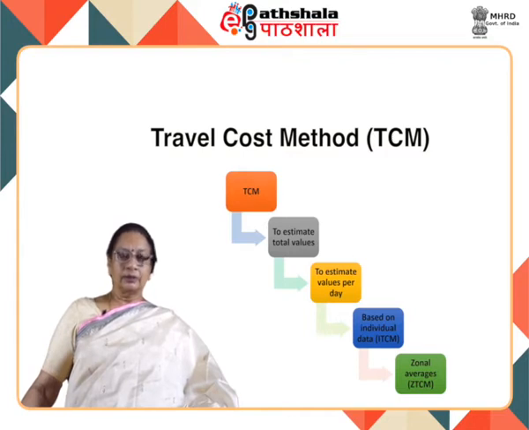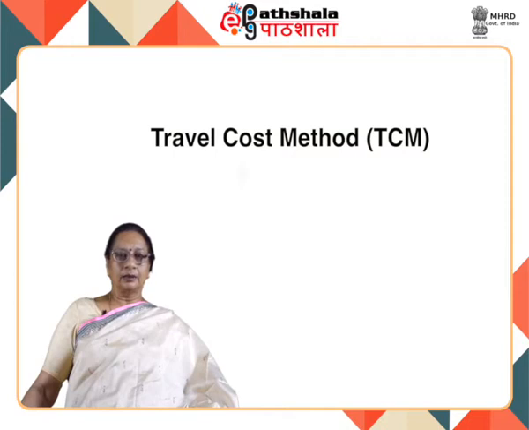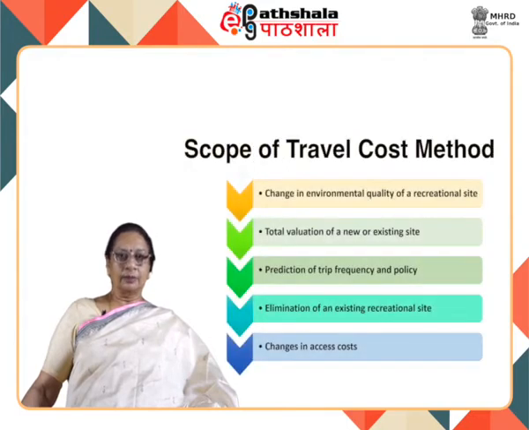For the ZTCM, the average travel cost of zones and the average participation rate of a zone is used. The ITCM and the ZTCM are well established methods for the valuation of recreational activities such as angling. The scope of the method depends on its application for estimating economic benefits or costs resulting from change in environmental quality of a recreational site as is perceived by the on-site users.